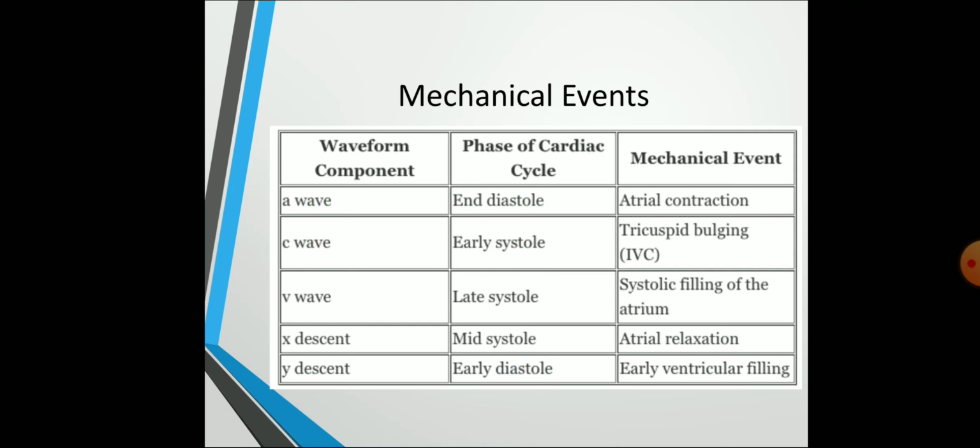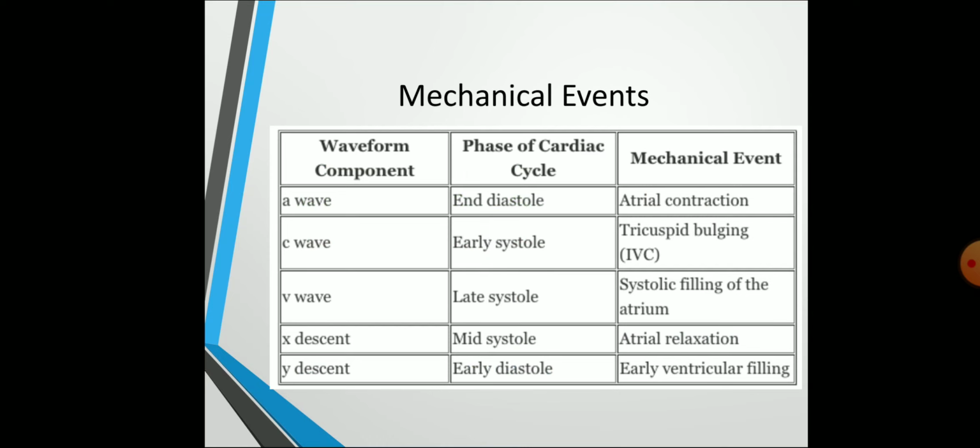The second wave is the C wave. It is seen in early systole. When the ventricle is full of blood and starts to contract, the tricuspid valve bulges into the right atrium, and this causes some amount of venous blood backflow, which is shown as a rise in CVP. The next rise is the V wave. The V wave happens in late systole, because of the systolic filling of the atrium.